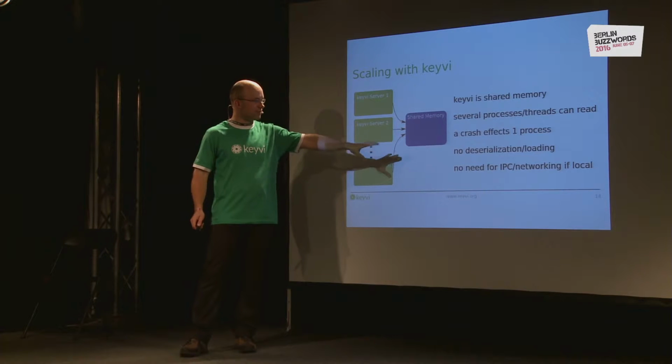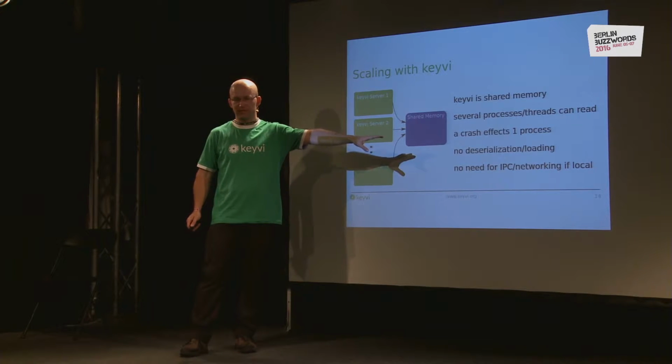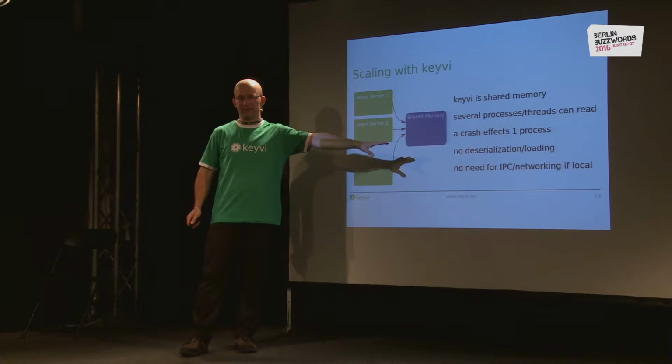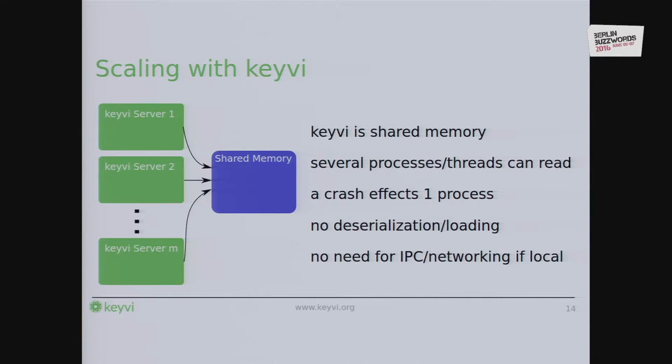And the other benefit of this whole thing, which I haven't touched upon yet, is if Redis loads something, you have to deserialize it. So it takes these 40 minutes I told you. On Keyvi, this is just put into memory, and that's it. So there's no deserialization time. So instead of these 40 minutes downtime, you have 0 minutes downtime.